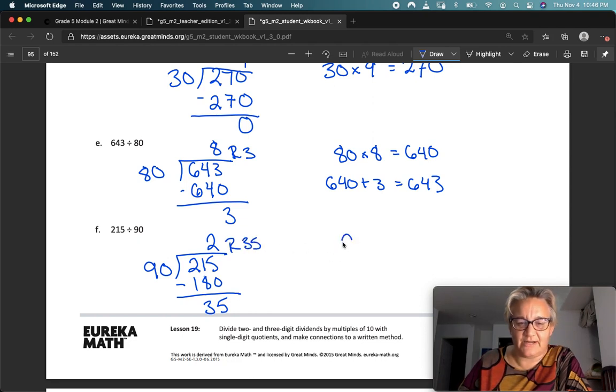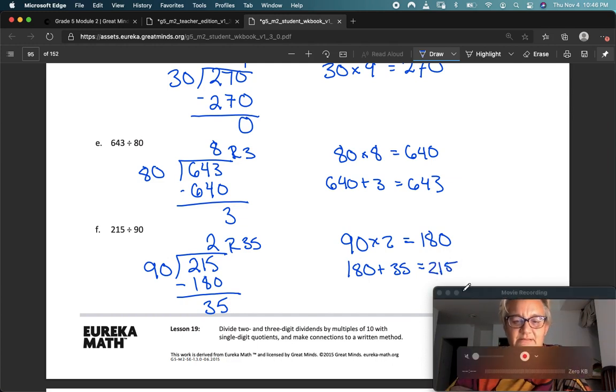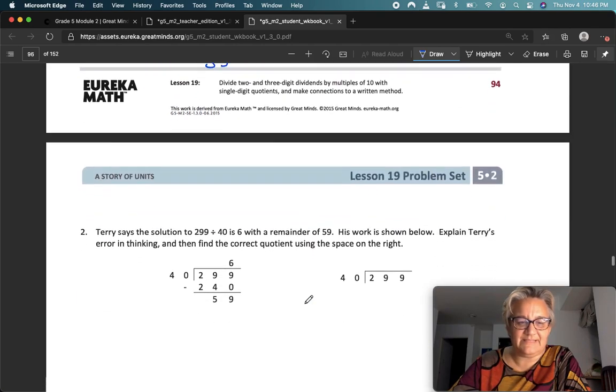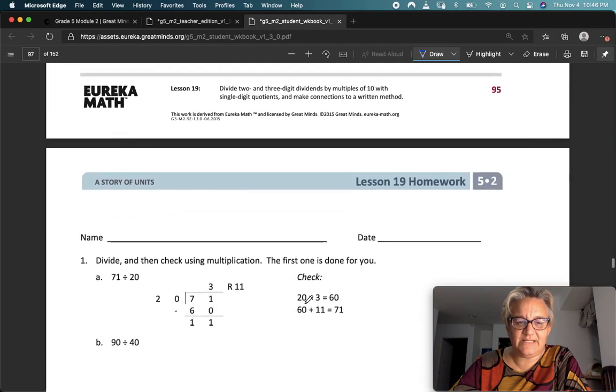Now let's check our work. 90 times 2 equals 180. 180 plus 35 equals, let's see, 215. Good. All right. Next page. Do we just have 2 pages today? Yes.